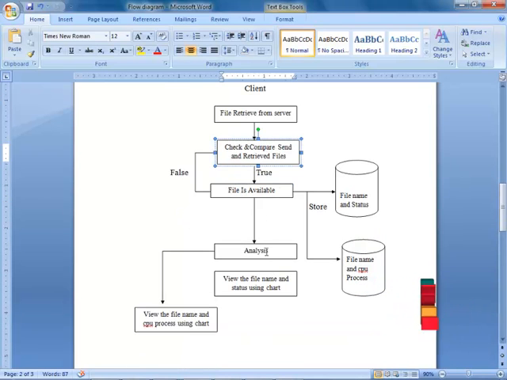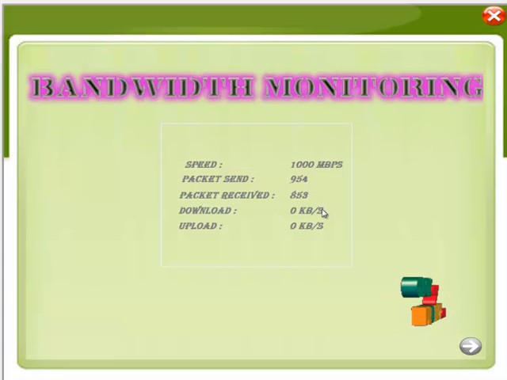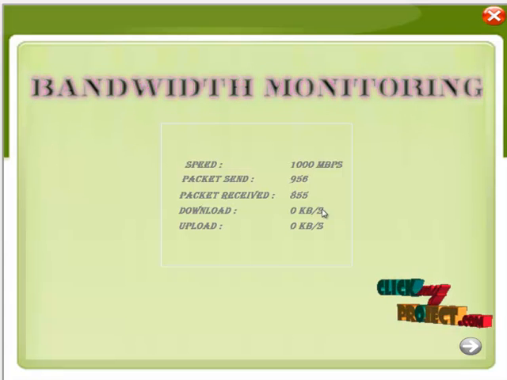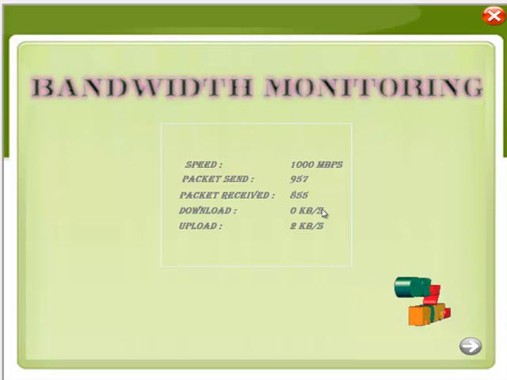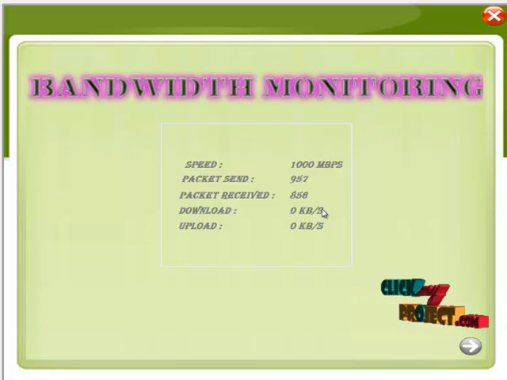Then finally, analyze the file name and status, and also analyze the file name and CPU process using different types of charts. Now we can see the project demonstration of the starting page. The starting page is the bandwidth calculation, that is, the bandwidth monitoring page, where we can view the calculation in the form.